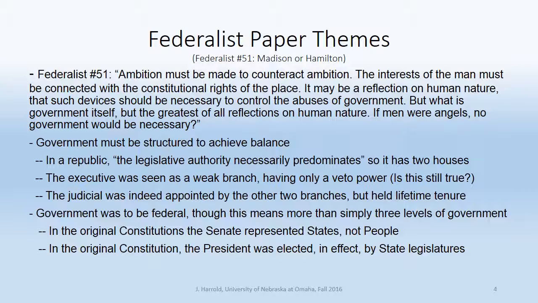And then we looked at Federalist 51, which could have been written by either Madison or Hamilton. And you'll see both names quoted when these quotes appear. But Federalist 51, the heart of it is, ambition must be made to counteract ambition. The interest of the man must be connected with the constitutional rights of the place. It may be a reflection on human nature that such devices should be necessary to control the abuses of government. But what is government itself but the greatest of all reflections of human nature? If men were angels, no government would be necessary.